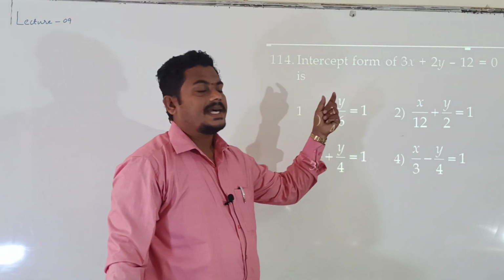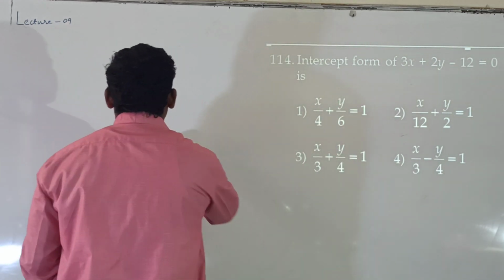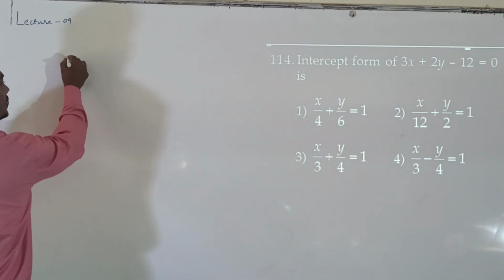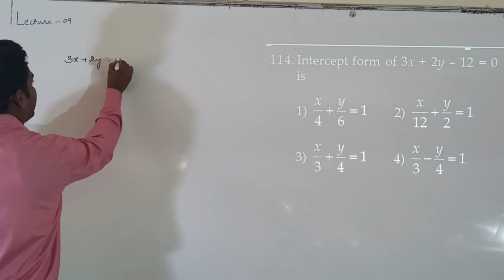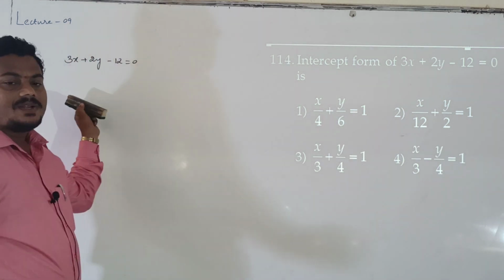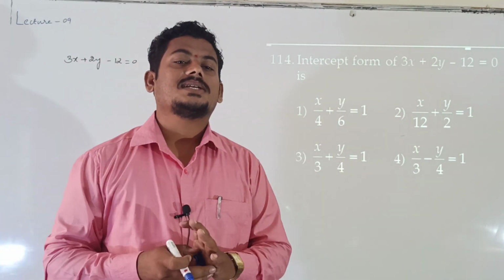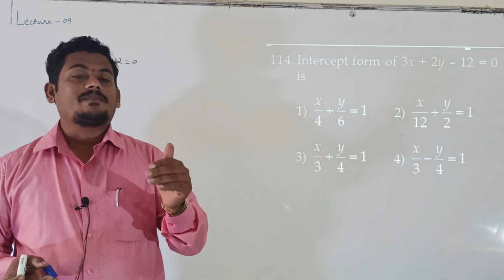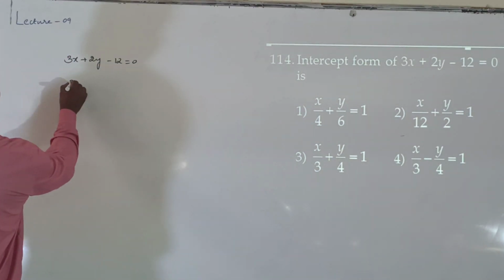Intercept form means reducing this equation into intercept form. What have they given? 3x plus 2y minus 12 equal to 0. Reduce this equation into intercept form. Intercept form means in the form of x by a plus y by b equal to 1. For that, what do we do?